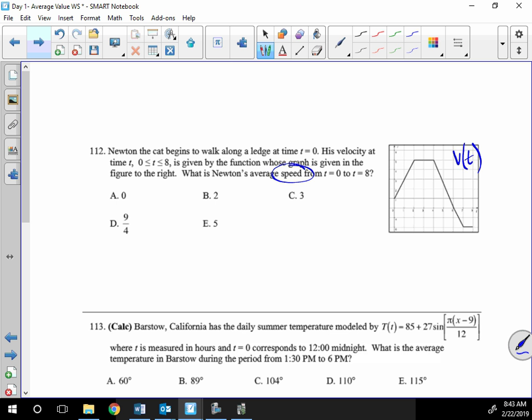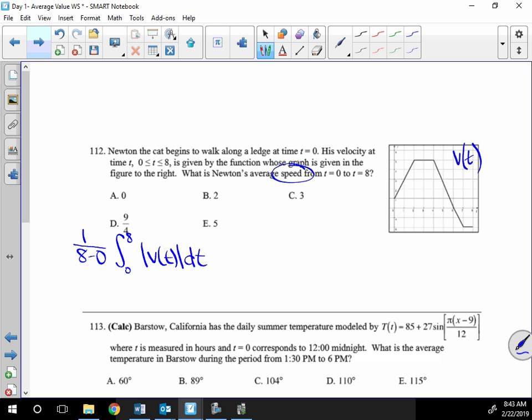Speed is what we integrate. So I want to do 1 over 8 minus 0, integrating speed from 0 to 8. How do I find speed? What do we do for speed? Absolute value. Speed is simply the absolute value of my velocity.